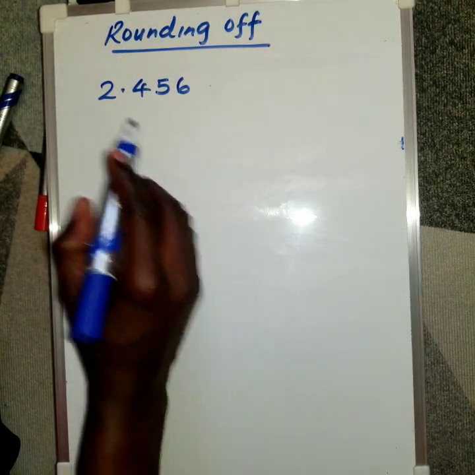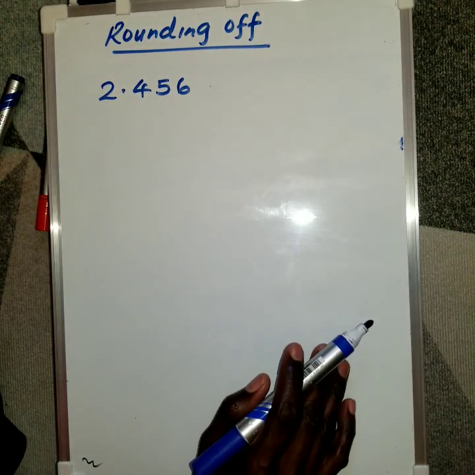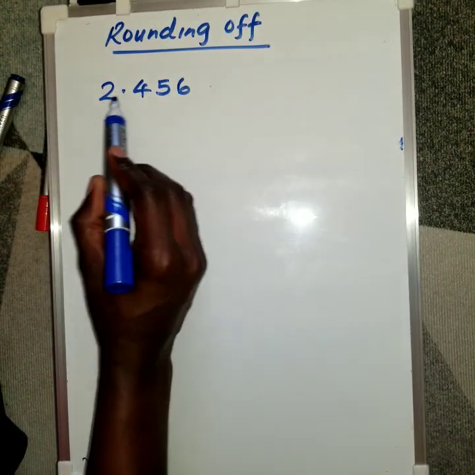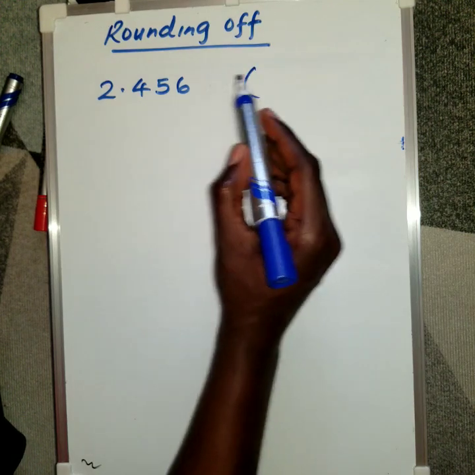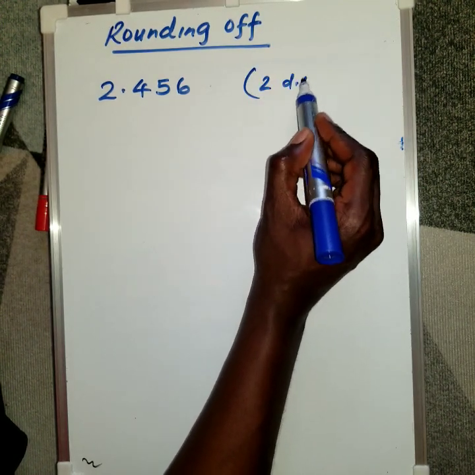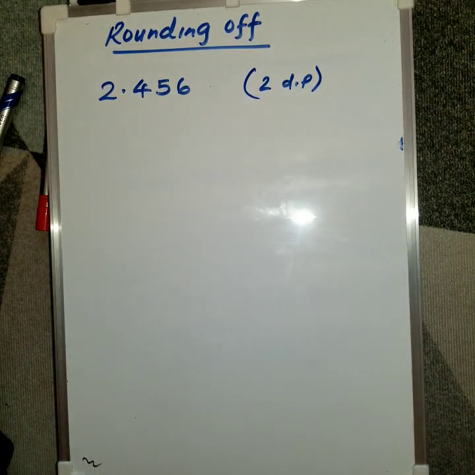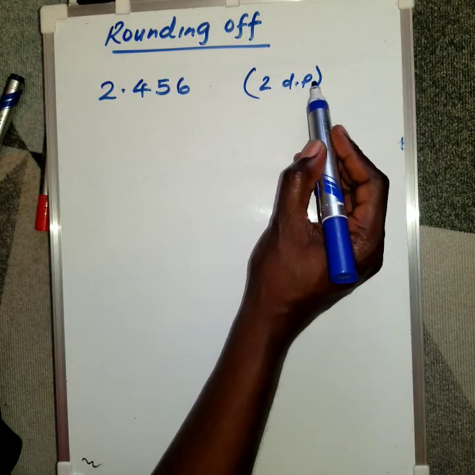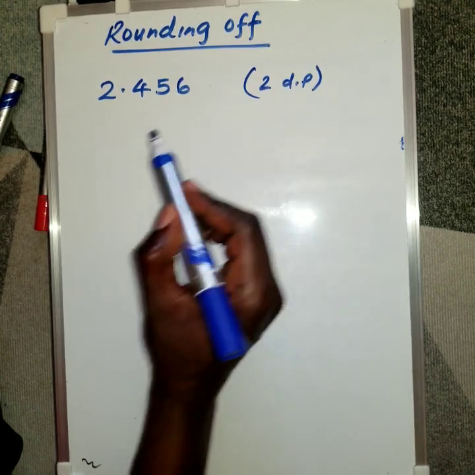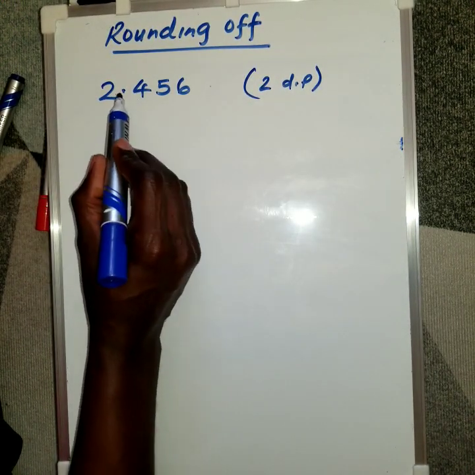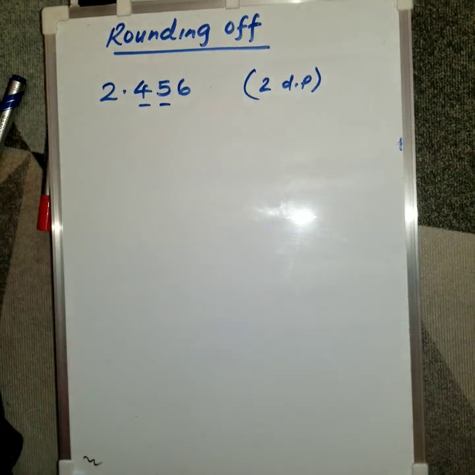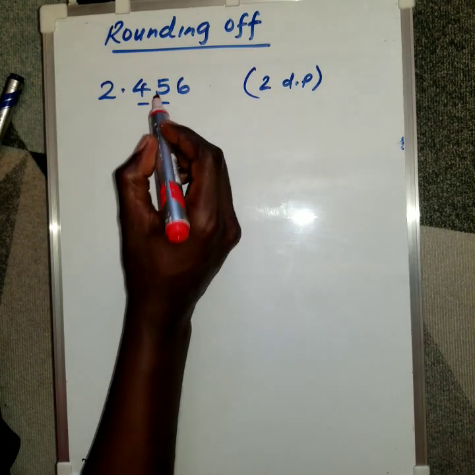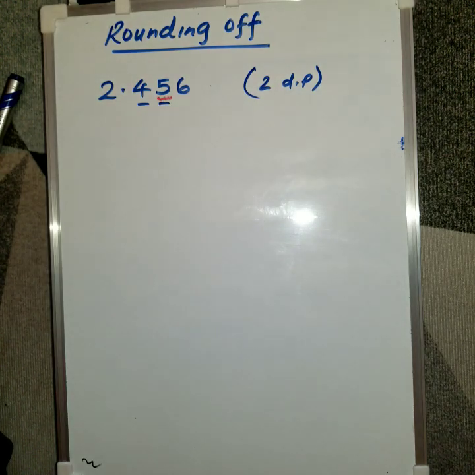In this discussion I'm going to talk about rounding off, how you round off. Let's say they give you a number 2.456 and they tell you to round off this one to 2 decimal places, so to 2 dp. Remember dp is decimal places, meaning after the decimal point you need to count 1, 2. So the value that you are focusing on is actually the 5 there.